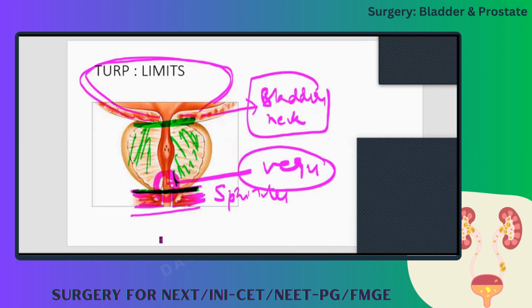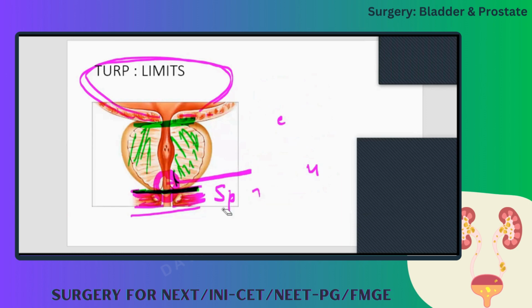We should not cut beyond this, because once the sphincter gets damaged, what will happen? Loss of control of urine, which is known as incontinence. So these are the limits of TURP: the bladder neck is one, the sphincter is the other, and the Veru is the other landmark. So these are the limits.